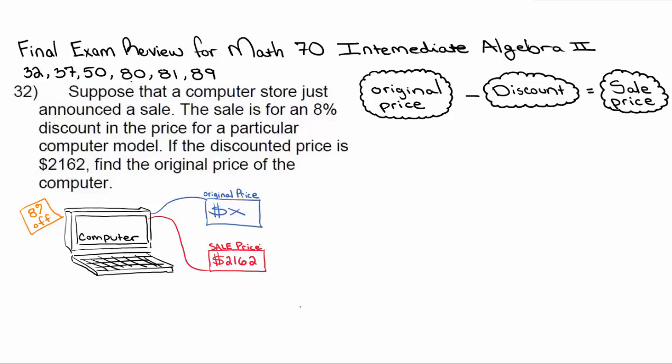This is the final exam review for Math 70, Intermediate Algebra II. I'm just going to be doing a few problems that were given to me from my last class. The problems were numbers 32, 37, 50, 80, 81, and 89 from the final exam review packet that everybody should be studying for their final exam. Alright, so let's start with number 32.